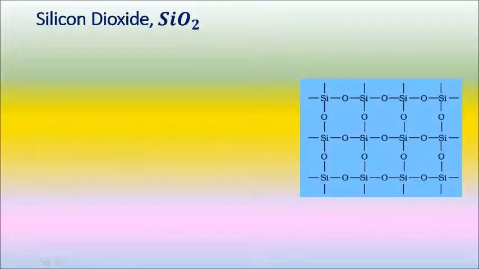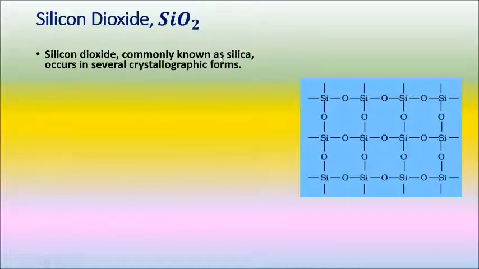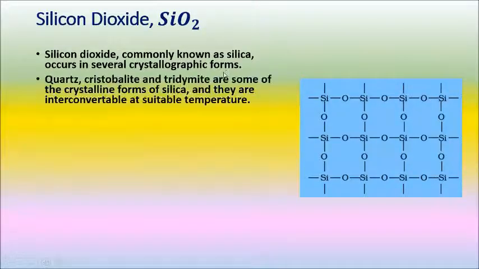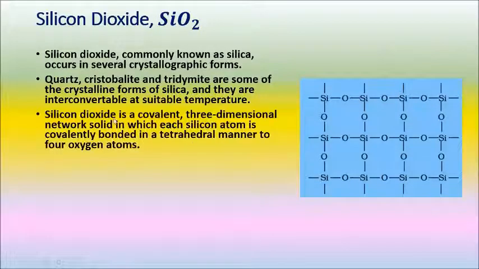Next we can see silicon dioxide, that is SiO2. It is commonly known as silica and it occurs in several crystallographic forms. Quartz, cristobalite, and tridymite are some of the crystalline forms of silica, and they are interconvertible at suitable temperatures. Silicon dioxide is a covalent three-dimensional network solid in which each silicon atom is covalently bonded in a tetrahedral manner to four oxygen atoms.